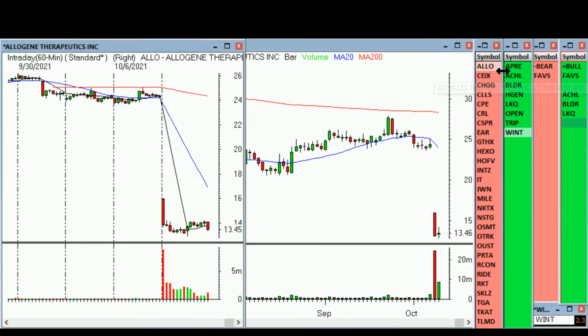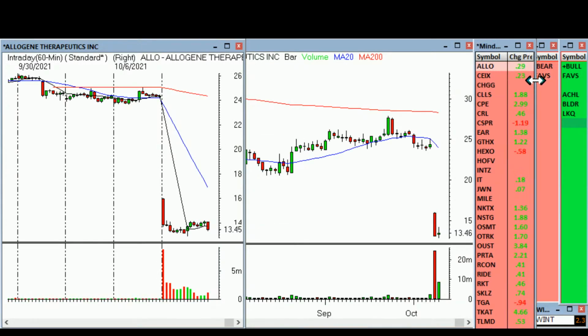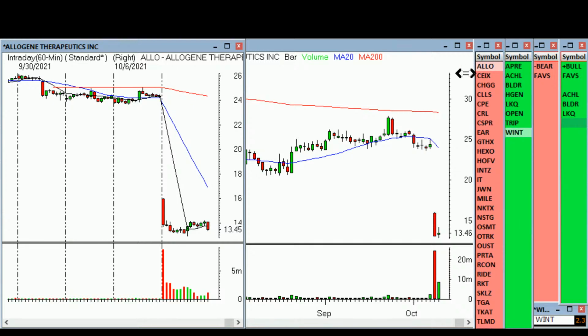Long, short. Here's what I have a lot, but they don't really look that great. I have ALLO as a short, 1, 2, 3, that I will go ahead and call tomorrow because it's just too pretty.